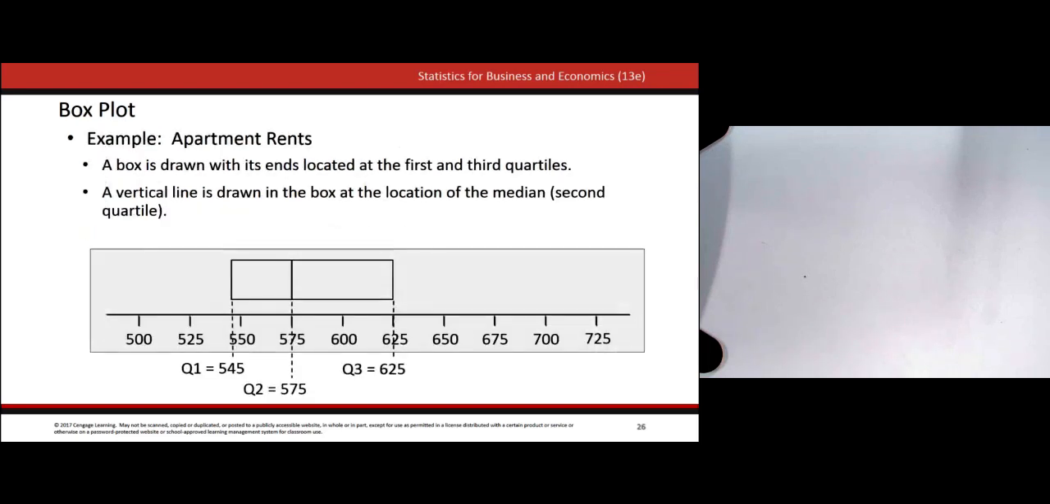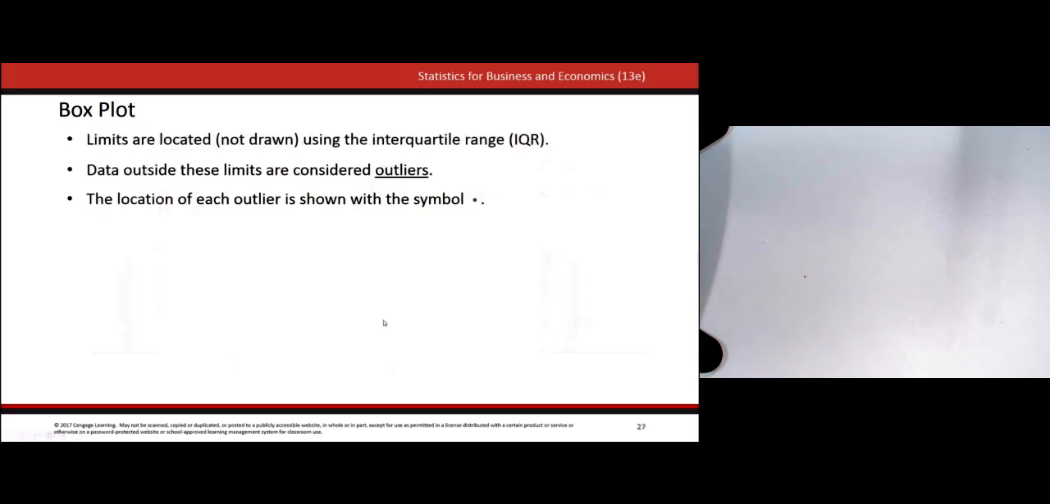Box plots also provide another way to identify outliers. Here you see the first quartile, median, and the third quartile. Then we combine them as a box. Then we determine the limits for outliers. We use the interquartile range, which is third quartile minus the first quartile. So if all the values are inside the limits, then we don't have any outliers. If we have data outside these limits, they are considered outliers, and the location of each outlier is shown with an asterisk.